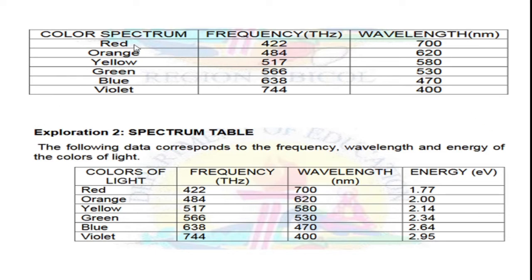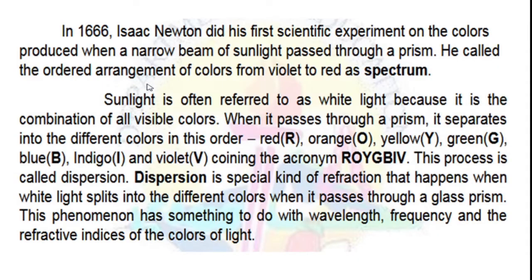What does color spectrum mean? The color spectrum refers to the colors from sunlight passing through the prism. In 1666, Isaac Newton did his first scientific experiment on the colors, producing a spectrum when a narrow beam of sunlight passed through a prism. He called the ordered arrangement of colors from violet to red a spectrum. From red to violet or violet to red, those are the spectrum colors.